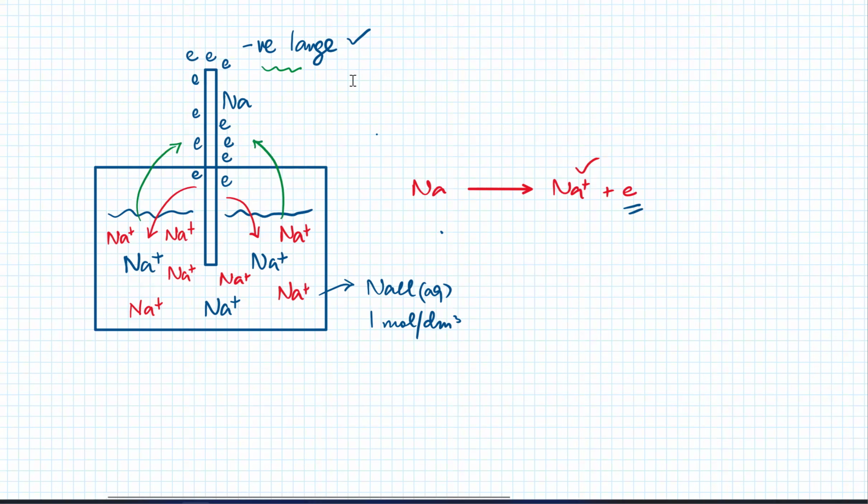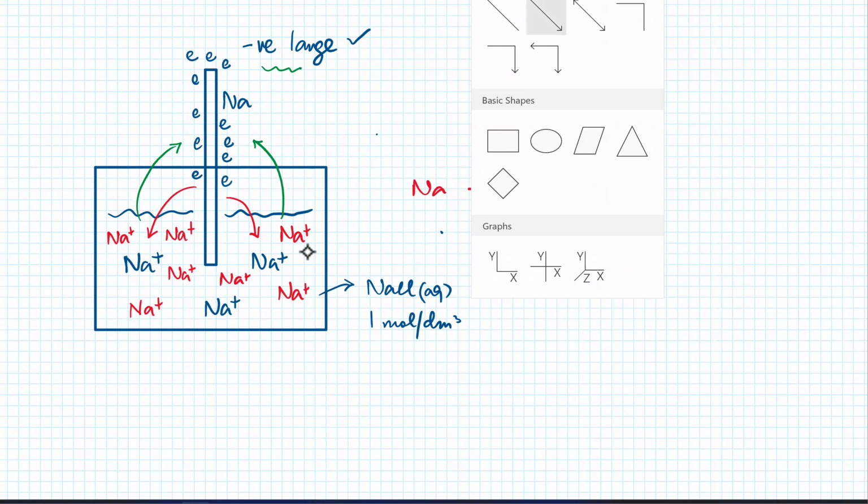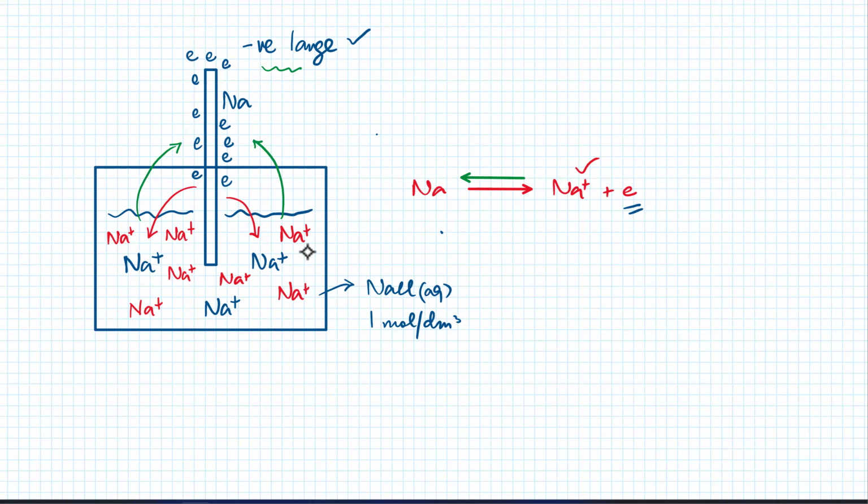Right? A point would come that the metallic rod would be so negative and it will have such a large negative charge that it will start attracting the sodium ions back again. And that's when you will have a reversible reaction. So it's at that point that you're going to have a reversible reaction. Is that clear?